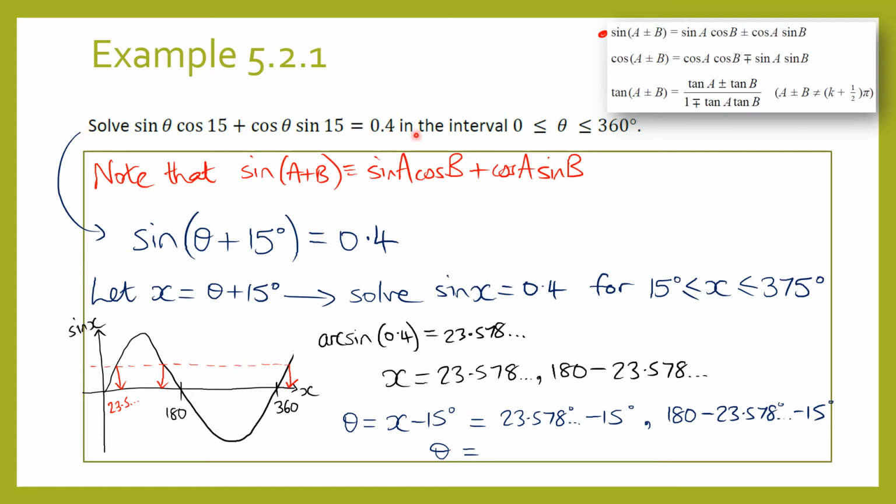When the question doesn't specify how much accuracy to give, the general rule is 3 significant figures. So there we go, 8.58 degrees and 141 degrees, both rounded to 3 significant figures.